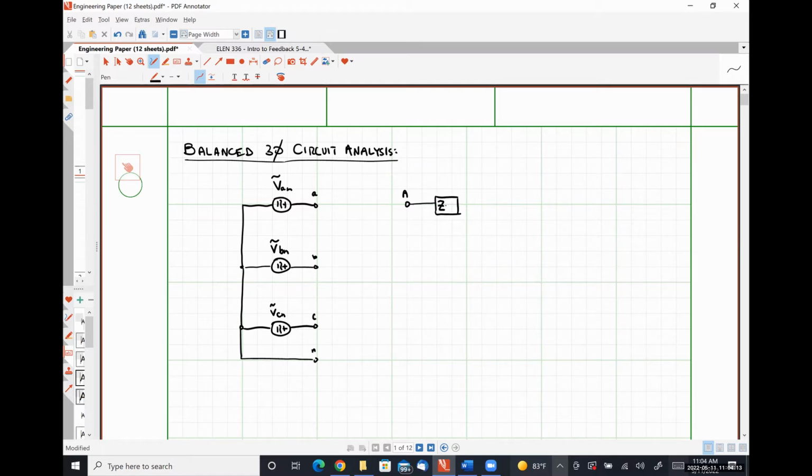So I'm going to call this guy ZYA, ZYB, ZYC. And here is our capital N neutral conductor on the load side. All right. We are going to connect our source to our load using a set of transmission lines.